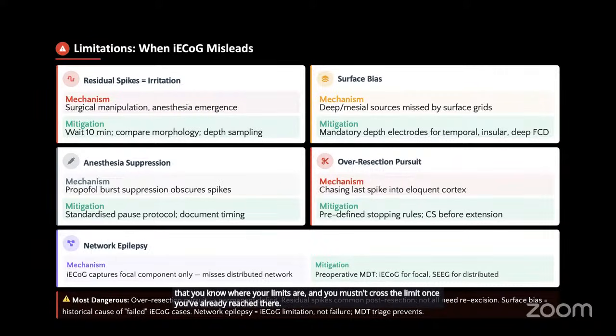It's also good to identify the central sulcus before the resection so that you do not cross into motor eloquent areas. If you are suspecting network epilepsy, as I mentioned earlier, SEEGs are much better because ECOGs only capture the focal component. They will miss the distributed network.